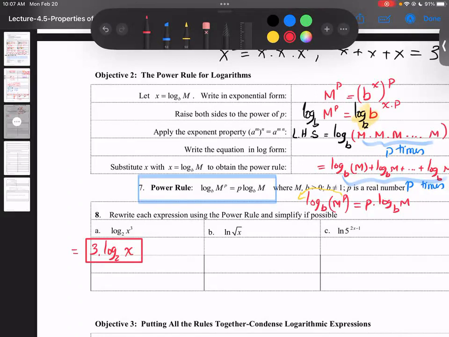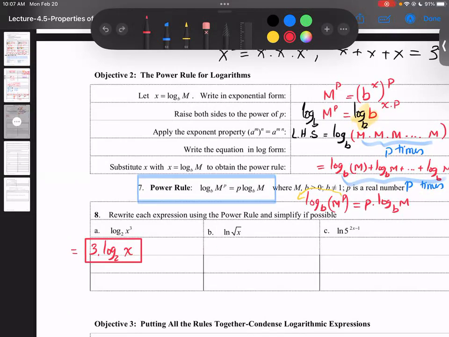Any suggestion for B? What is the power of x? 1/2, right? So I will rewrite it one more time. I will transform it into a rational exponent. So ln of x to the 1/2. Bring the 1/2 to the front. Multiply it to the ln of x.